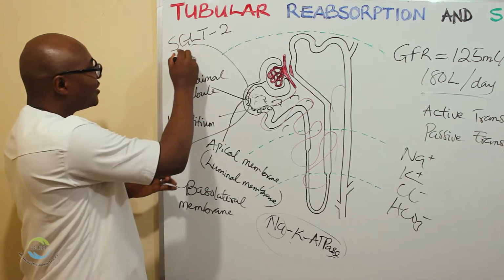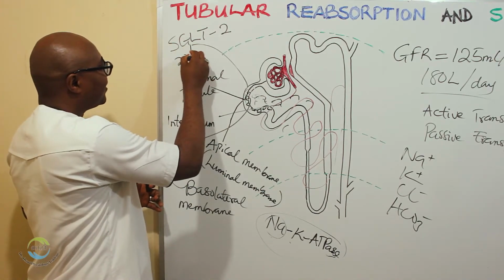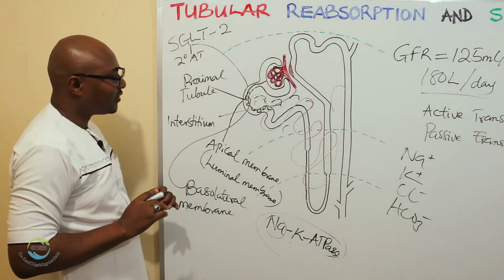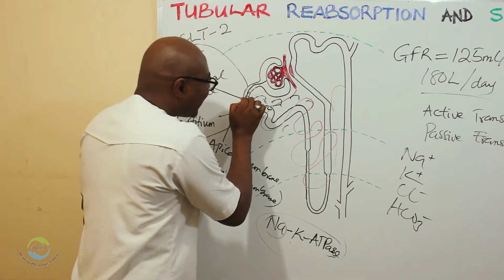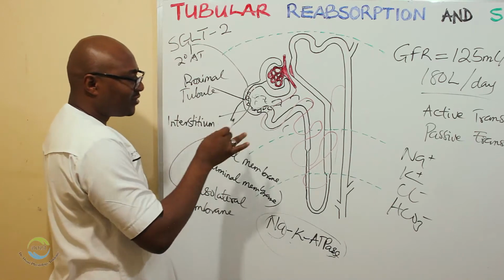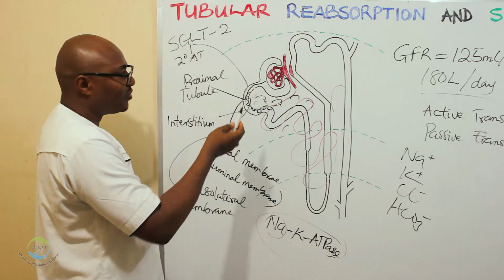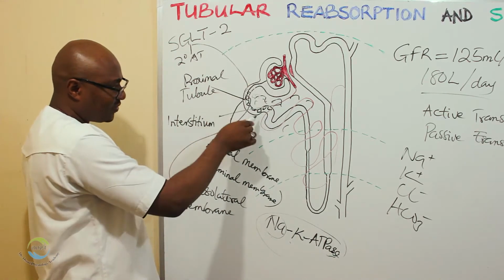This is secondary active transport because glucose is going against the concentration gradient. Then when glucose enters into the cell, it's not staying there. It needs to enter the bloodstream. That's where it's supposed to be, because it came from the bloodstream and was filtered down.